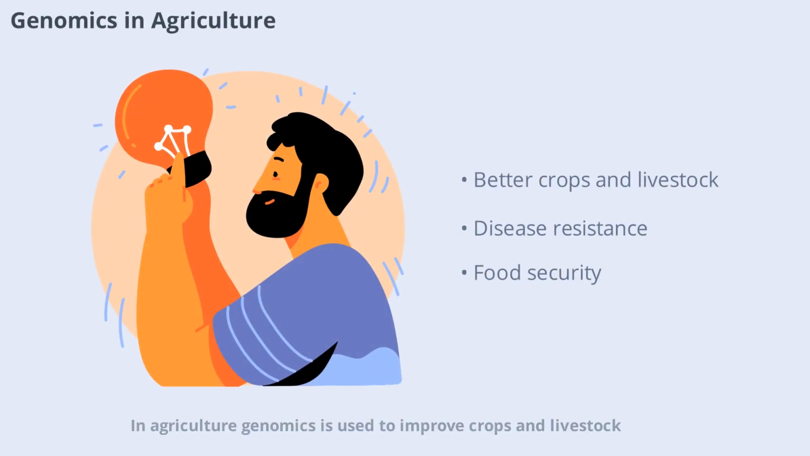In agriculture, genomics is used to improve crops and livestock. By understanding the genetic makeup of plants and animals, scientists can breed varieties that are more resistant to disease, yield more food, and adapt better to changing environments. This helps ensure food security for a growing global population.